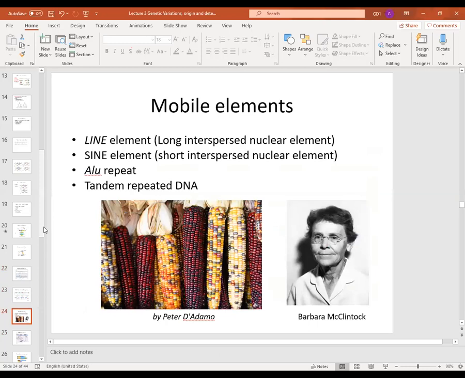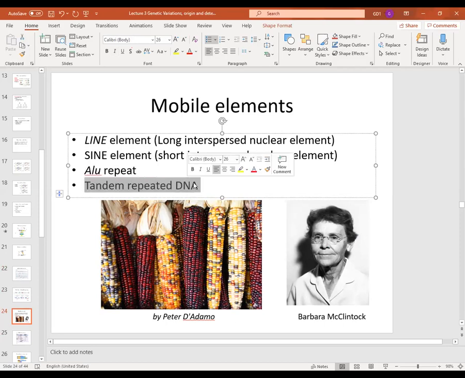The next topic related to mutation is the mobile element. Mobile elements were first discovered by Barbara McClintock in corn. You see that corn has a lot of colors but belongs to one tree. We have large elements, short elements and very short elements, and a shorter one is tandem repeat DNA. This is quite relevant in the course of molecular diagnosis, and I also mentioned it a lot.